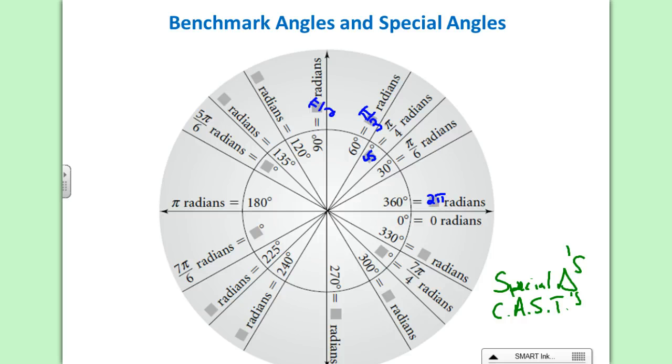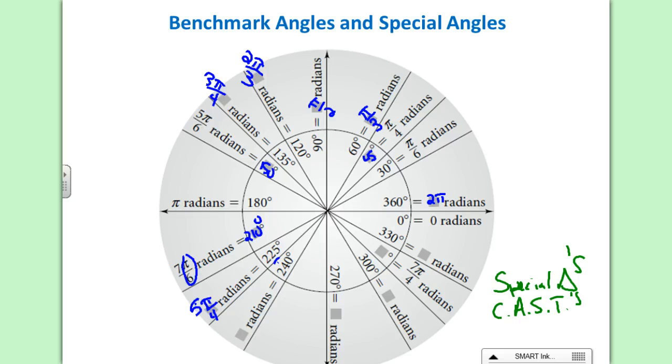How many radians is 120 degrees? Well, that's the same as 2 times 60, so that'd be 2 pi over 3. 135 would be 3 times 45, so that'd be 3 pi over 4. 5 pi over 6 is 5 times 30, so that's 150 degrees. We go over to 7 pi over 6, that's 7 times 30, that's 210 degrees. 225 is 5 times 45. So that's 5 pi over 4, or 1/4 pi more than pi, right?